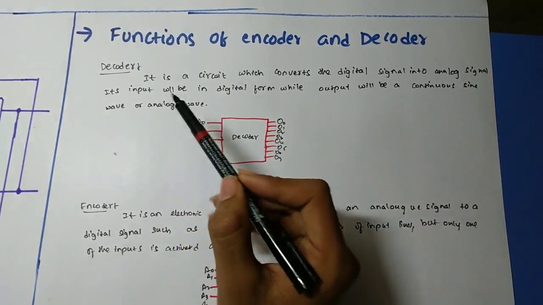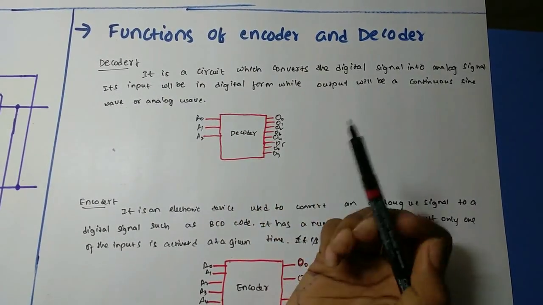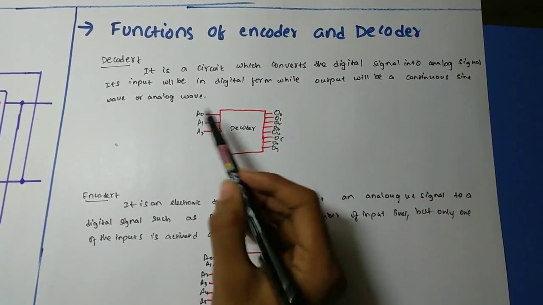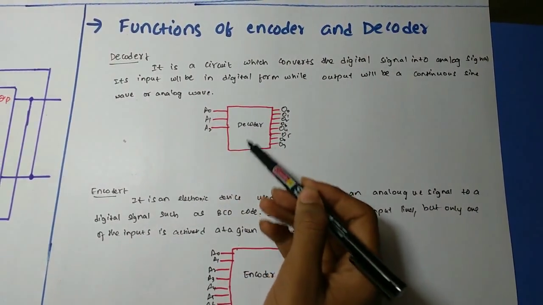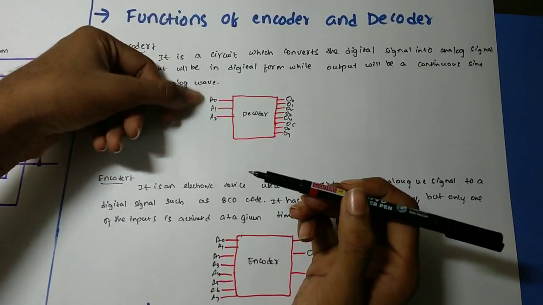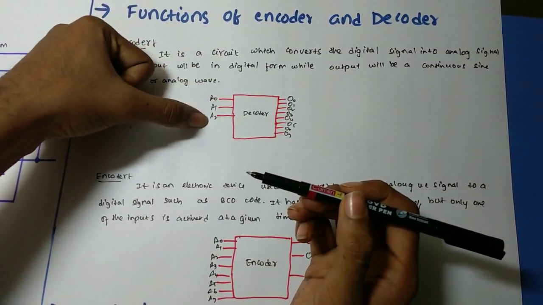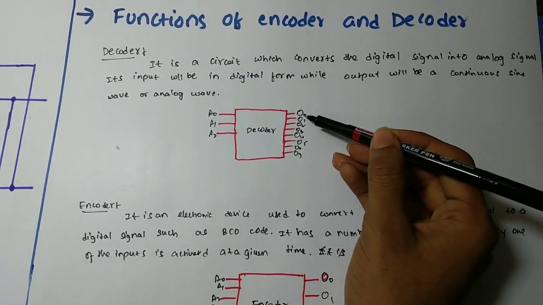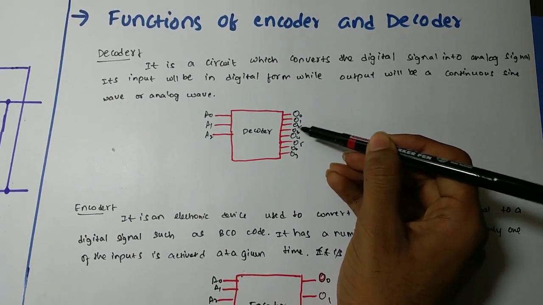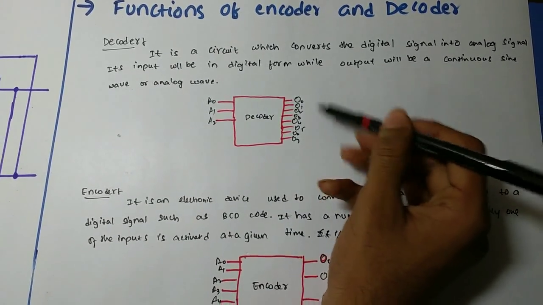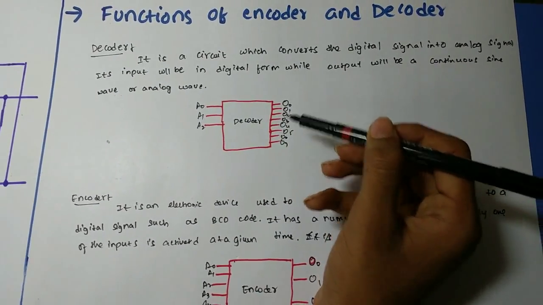Decoder. What is a decoder? It's a circuit which converts the digital signal into the logic signal. Its inputs will be given in the digital form, whereas the outputs will be given in the continuous wave or the analog wave. See, here we took the inputs A0, A1 and A2, and we connect them to a decoder. We get O0, O1, O2, O3, O4, O5, O6, O7 as the analog signal outputs.